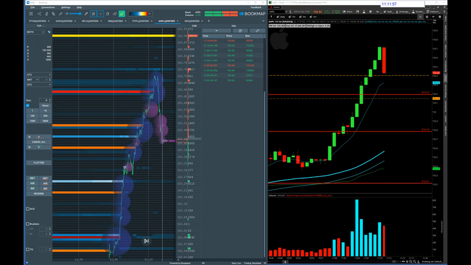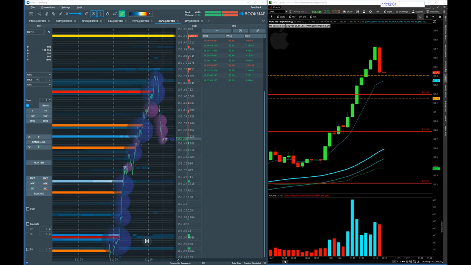Okay, great. I mean, the idiom that cut your losses and let your winners run, we hear it all the time, but it's not so easy to do. Yeah. Now they had a dip. The dip was bought over here. So that dip is in that 153.40 area.